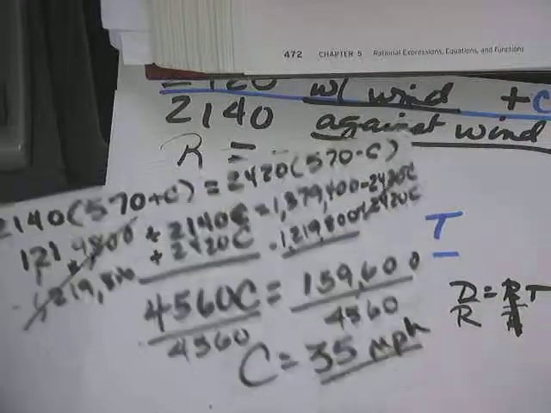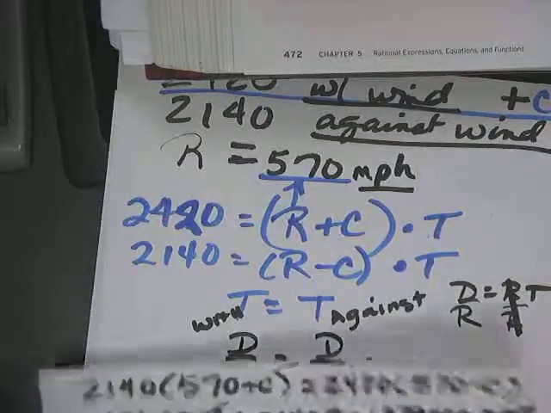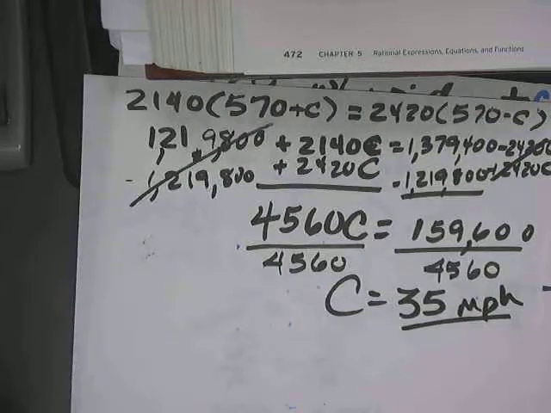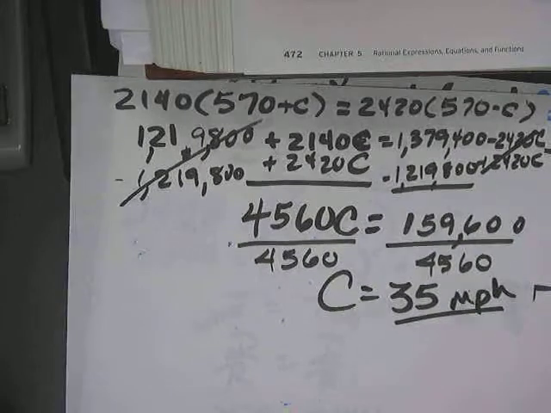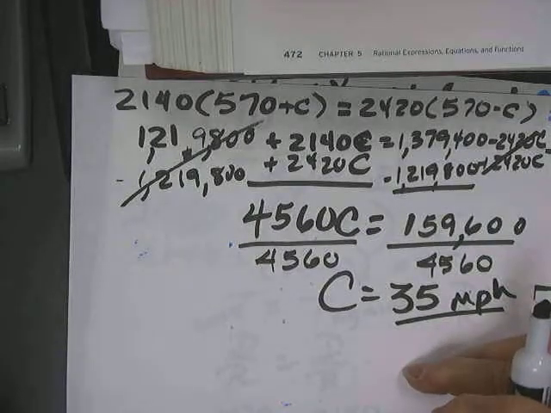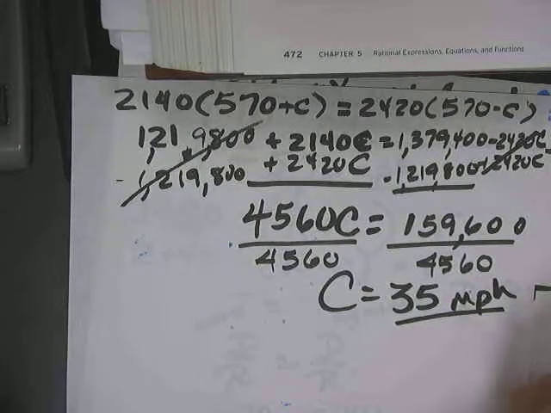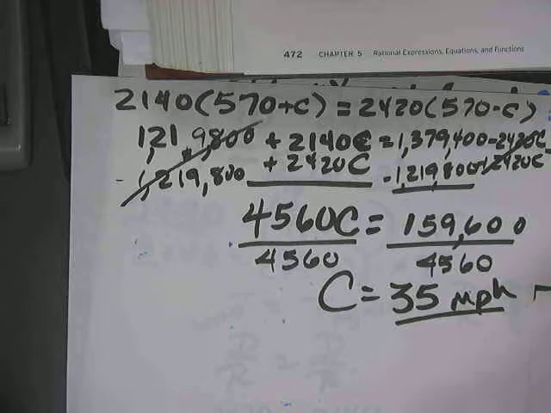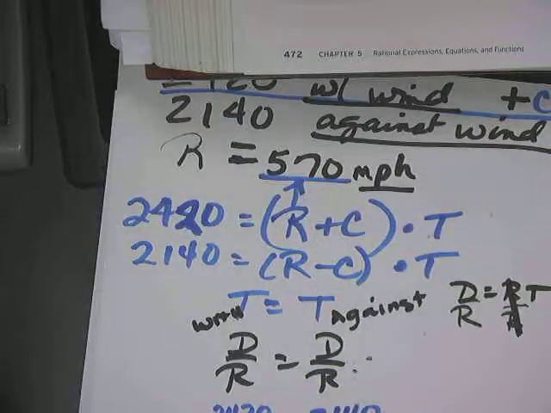So our current is 35. And it said our speed was 570 miles per hour. This 570 actually was miles per hour. So we used that to know what the unit, the 35, is in miles per hour. So we have a 35 miles per hour wind, okay?